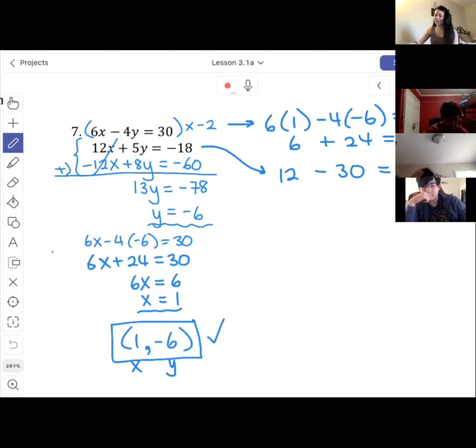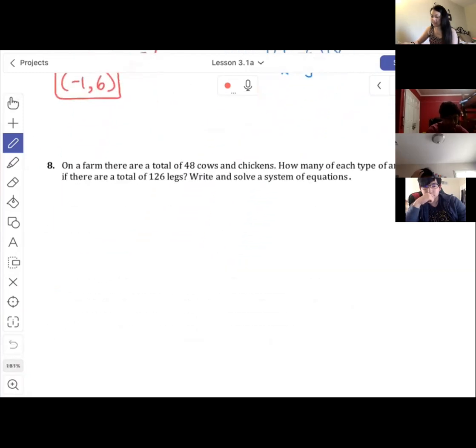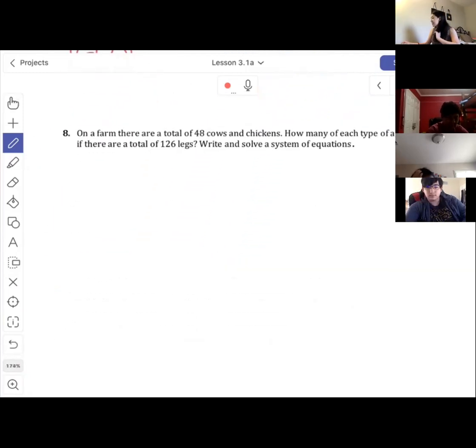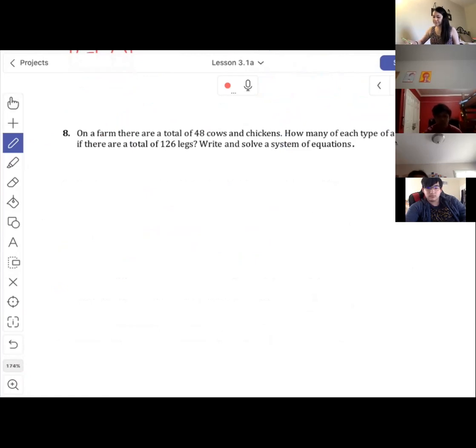Okay. All right, let's go to our last problem. Number 8. Let's go to Zoe. Can you read this one out for us? On a farm, there are a total of 48 cows and chickens. How many of each type of animal are there if there are a total of 126 legs? Write and solve an equation. Okay, so your everyday farm problem, right? So let's call cows X, and let's call chickens Y. Okay, so we have 2 variables, so we need 2 equations.